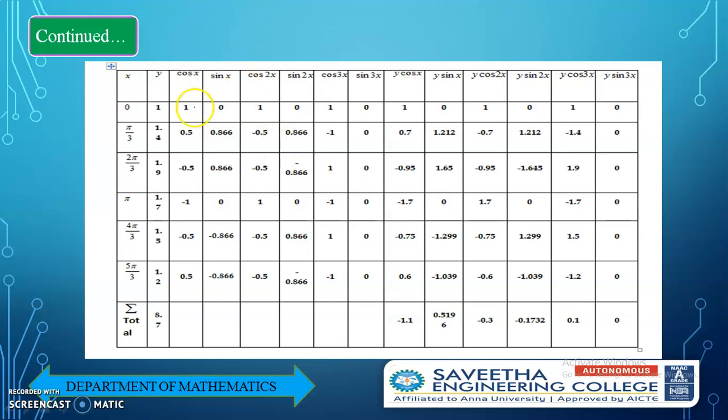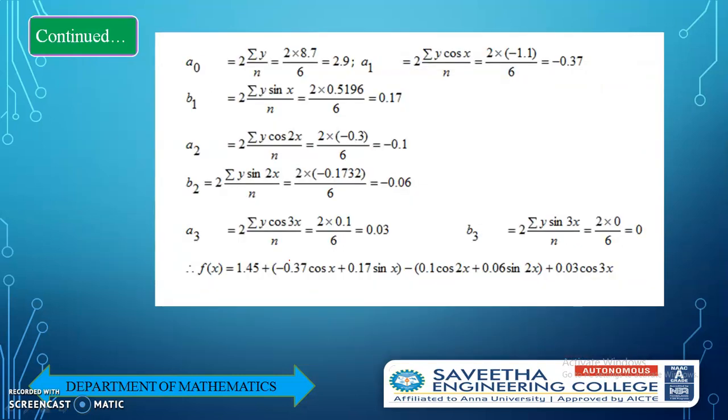Just add the cos x column, the answer must be 0. Then adding the other column, the answer must be 0. So that's the verification, whether the solutions you have written are right or wrong. So this is one of the ideas to verify the given problem. Okay. Then substitute all the values into the given formulas. We will get the required results.